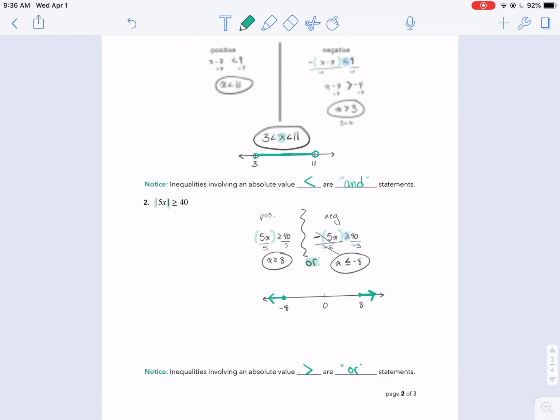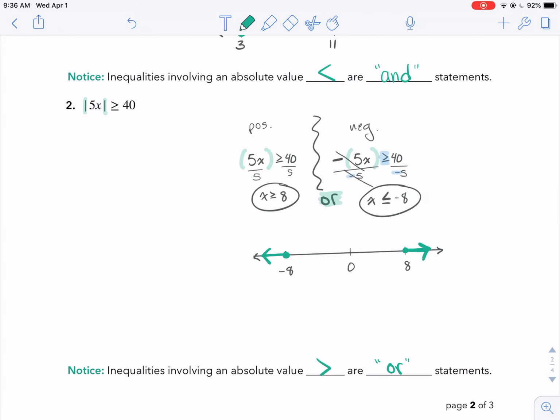Now that's all fine and dandy, Miss Van Dyke. I remember that if we have an absolute value, we need to set what's in our absolute value as positive and negative, and then we solve those two inequalities. So now that I understand that process, how is this going to benefit me in real life?